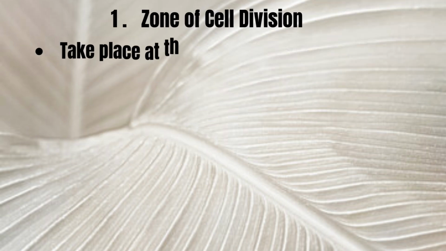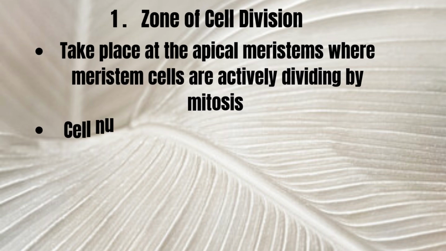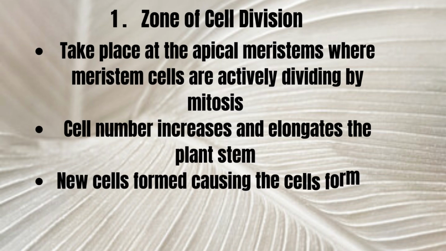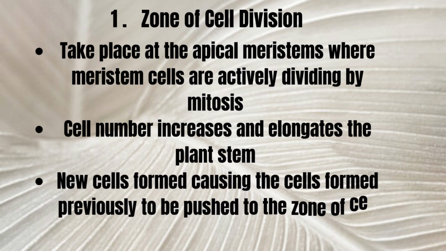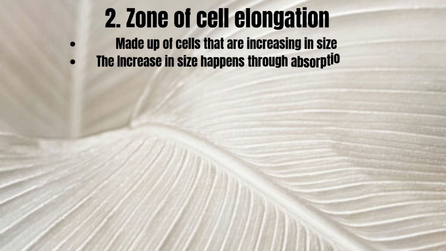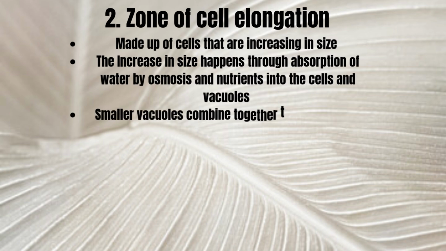First, the zone of cell division takes place at the apical meristems, where meristem cells are actively dividing by mitosis. Cell number increases and elongates the plant stem. When new cells are forming, the cells formed previously are pushed to the zone of cell elongation. The zone of cell elongation consists of cells that are increasing in size. The increase in size happens through absorption of water by osmosis and nutrients into the cells and vacuoles.